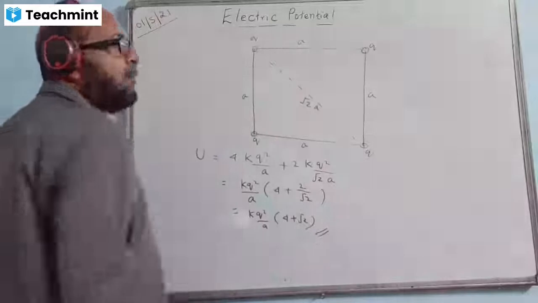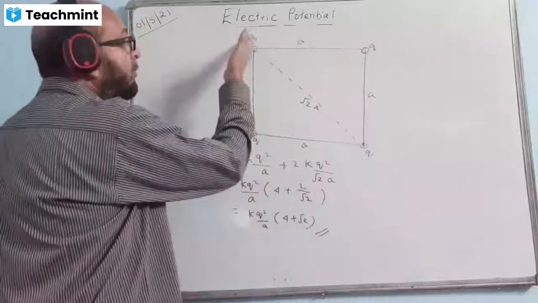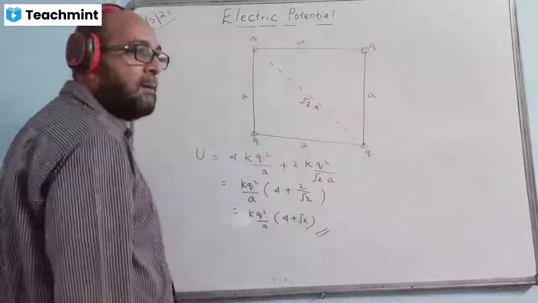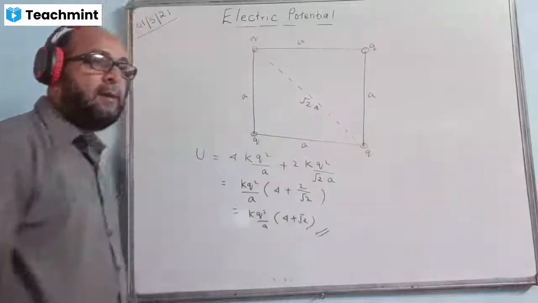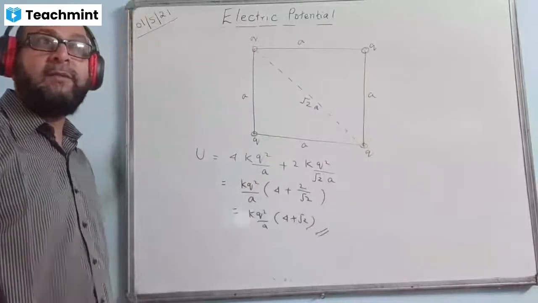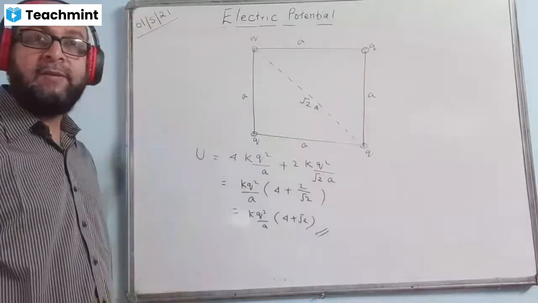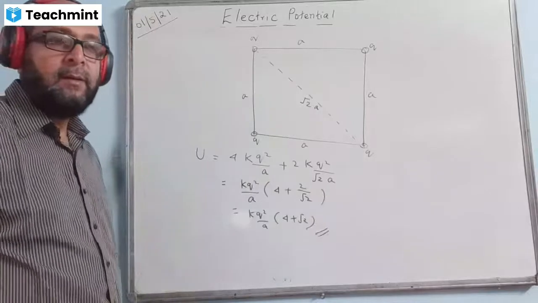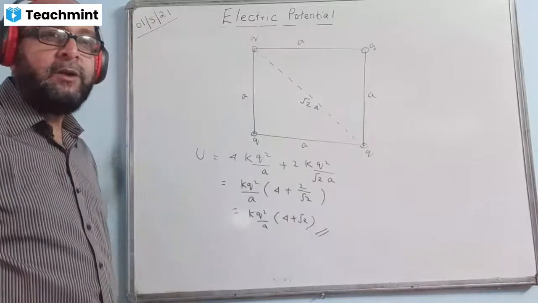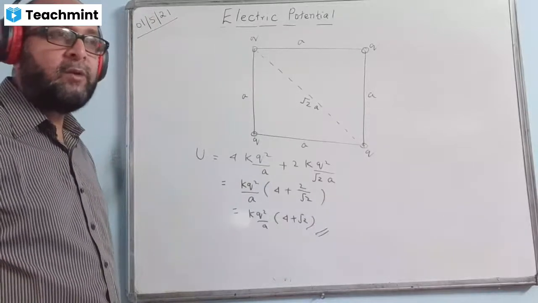Because Q1, Q2 are equal, no? Values of charges are equal, no? Q and Q only. In the question, Q1, Q2 are equal given, no? Here, all the charges are equal values given in the figure. So when you multiply Q into Q, what is the answer becoming? Q square, no?